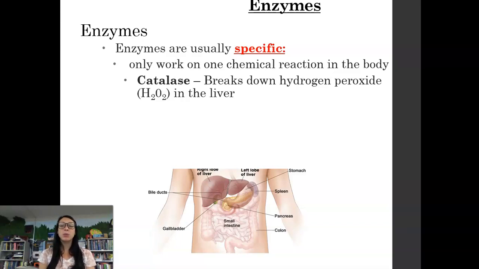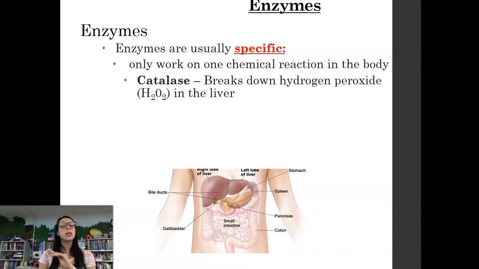Catalase is an enzyme that helps break down hydrogen peroxide in your liver. I bet you didn't know that you produced hydrogen peroxide. Well, if it builds up, it's technically a poison for you. Luckily, you have this amazing organ called the liver that takes care of this.